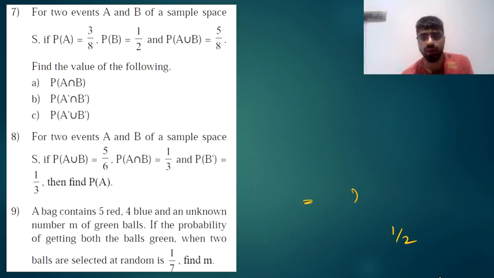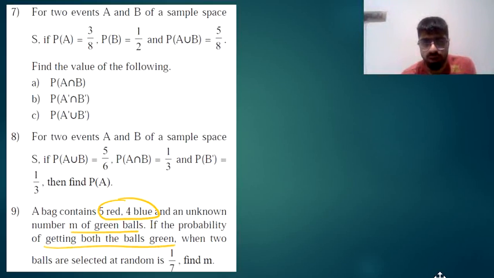With that, we go ahead with our 9th question, and we have a bag that contains 5 red and 4 blue balls and an unknown number of m green balls. If the probability of getting both the balls as green balls when two balls are selected at random is 1 by 7, find the value of m.